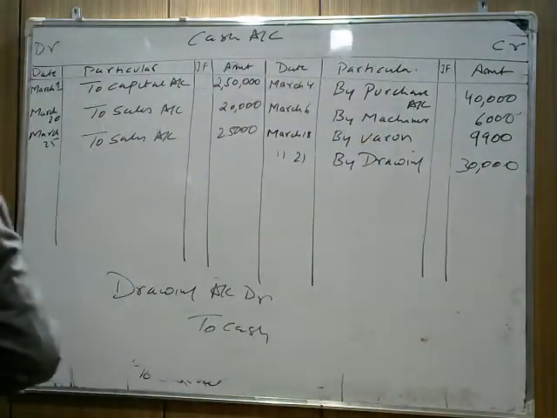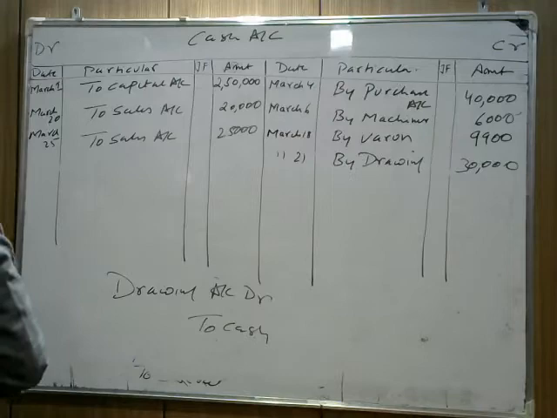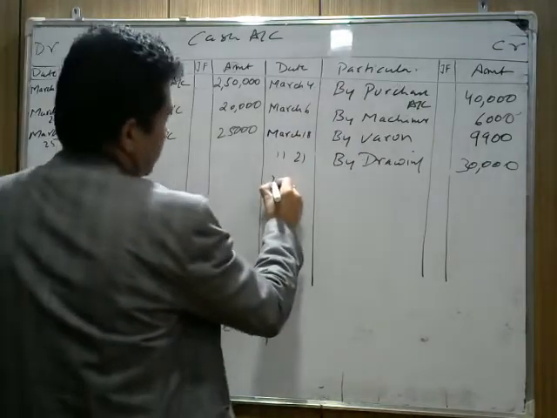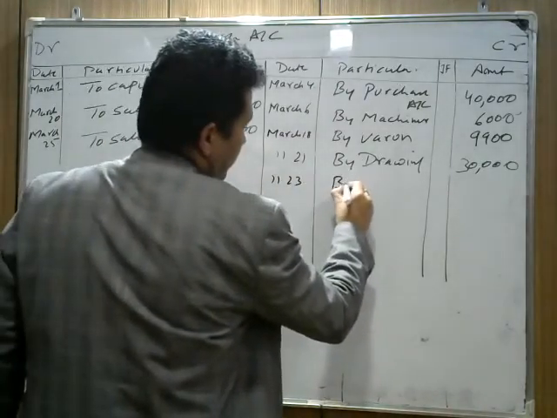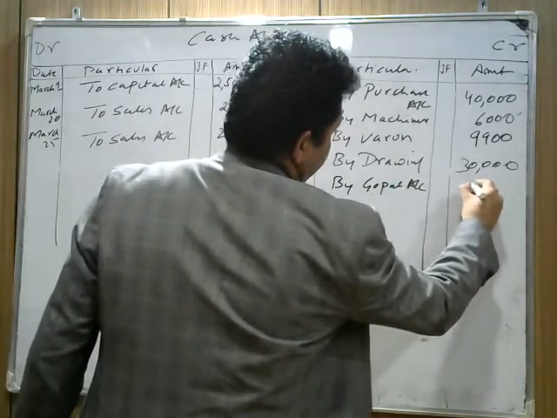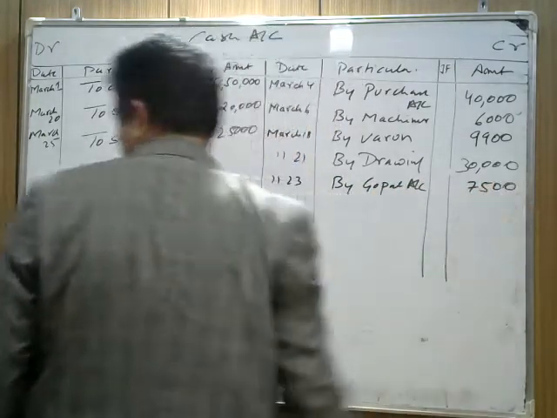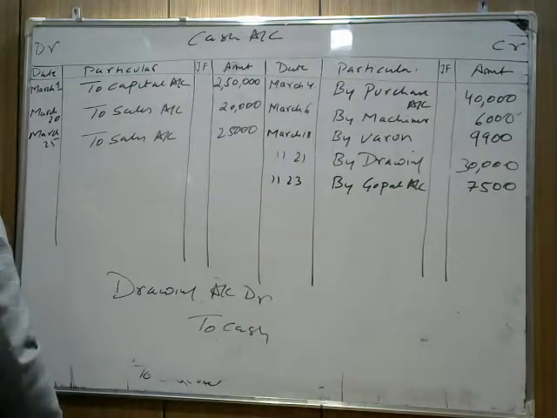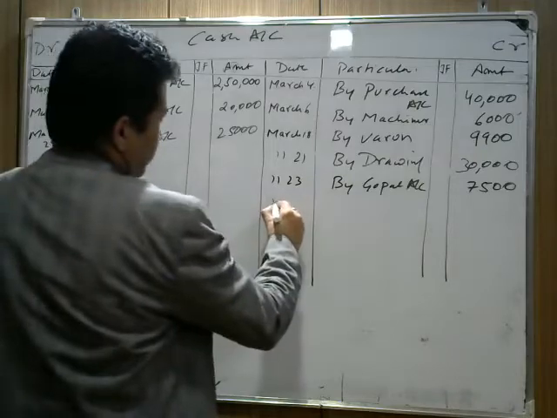In the same way, on March 23rd we paid to Gopal. We write "by Gopal account", 7,500. हमने गोपाल को कितना पे किया? We paid 7,500. Then on March 27th you paid rent.